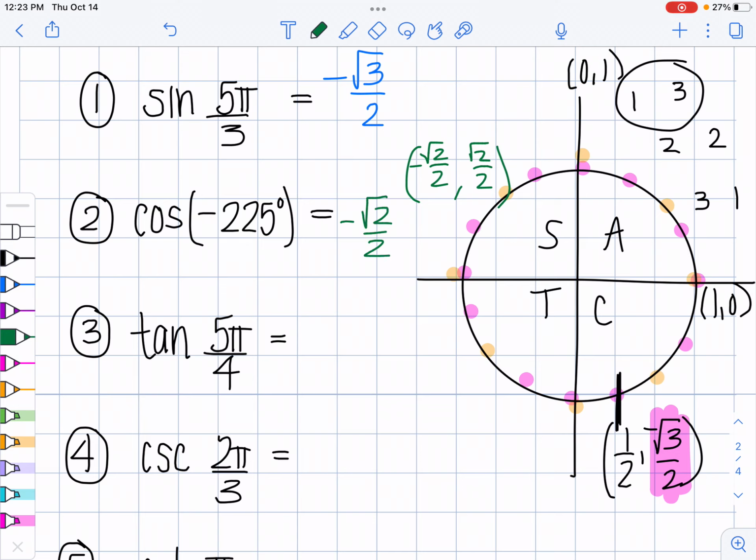Okay, tangent of 5 pi over 4. Well, we just found 5 pi over 4, kind of, because we did the negative of it.